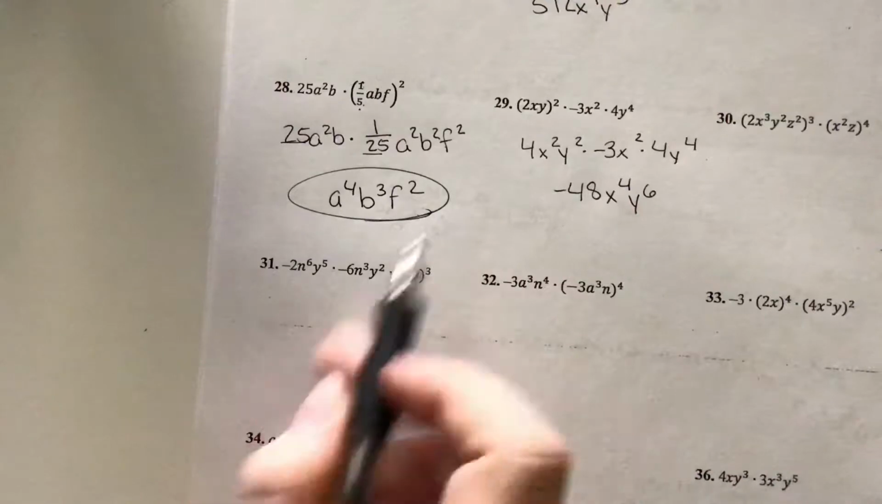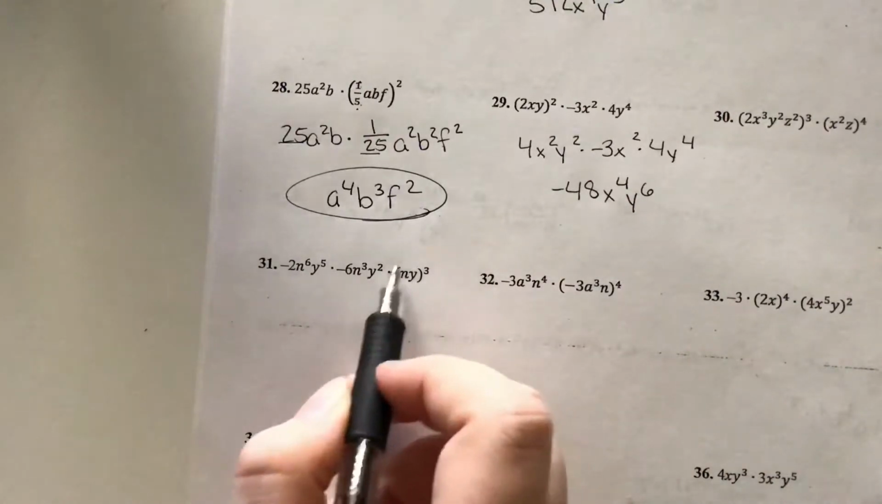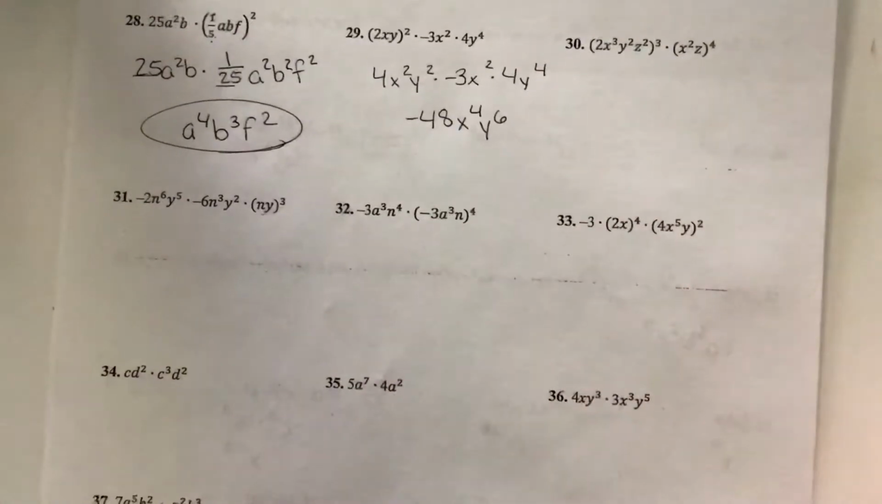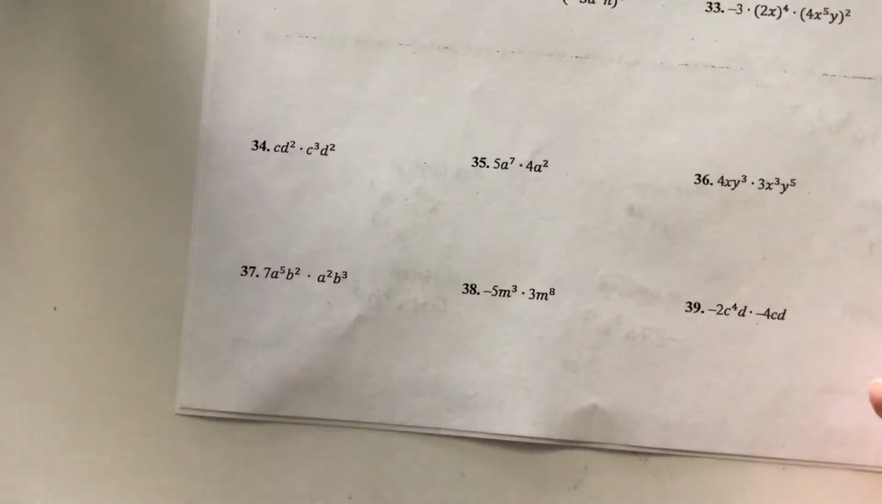31 is very similar to the one I just did, 29. There's 3 of them, and only one has an exponent on the outside. Same thing here, so you can do that one. Actually, I think you can probably handle the rest of them. I think the examples I've done are good enough.